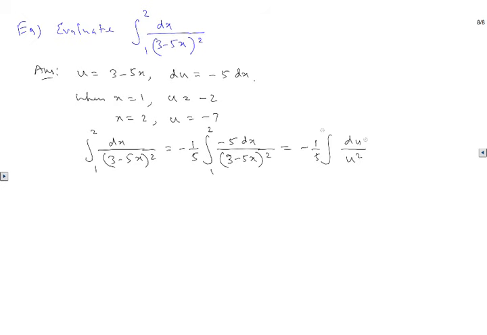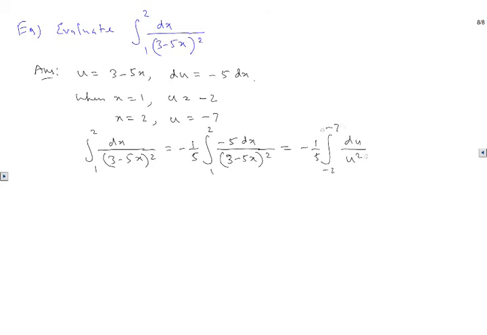Now the variable is u, so that means you have to put in the new limits. So it's negative 2 and negative 7. Whenever you change the variable, change the limits. Okay, it's important, otherwise it's wrong. Now we can finish the integral.